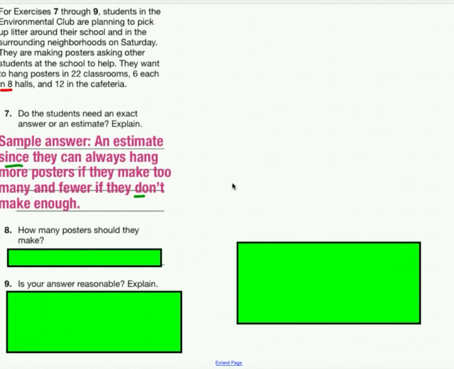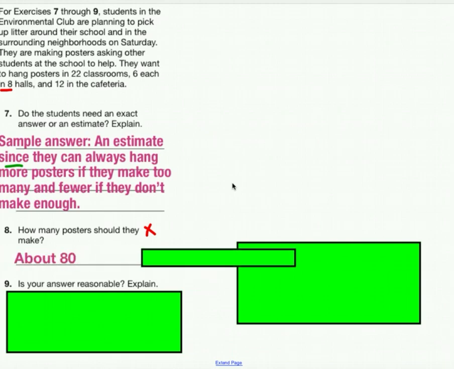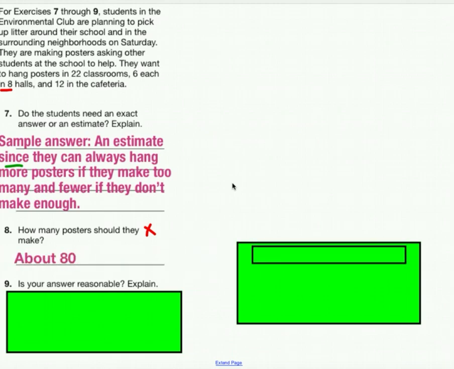Okay, so now we're going to assume that an estimate is pretty good, and they're going to ask, how many posters should they make? Well, in this case, they should make about 80 posters. If you came up with an exact answer for this, it would be 98 posters. But remember, they're going for an estimate, so 80 would be about right.